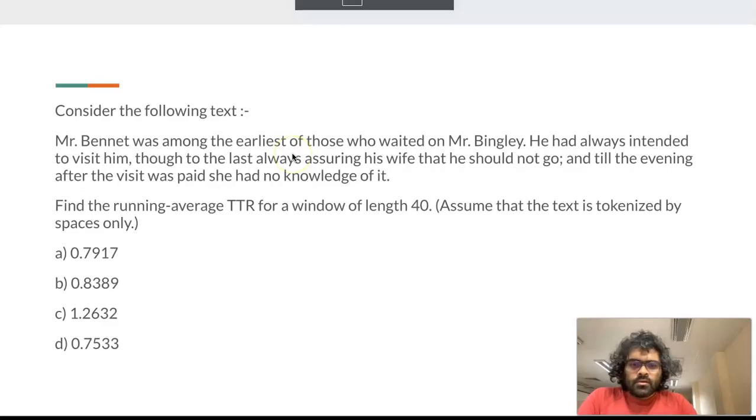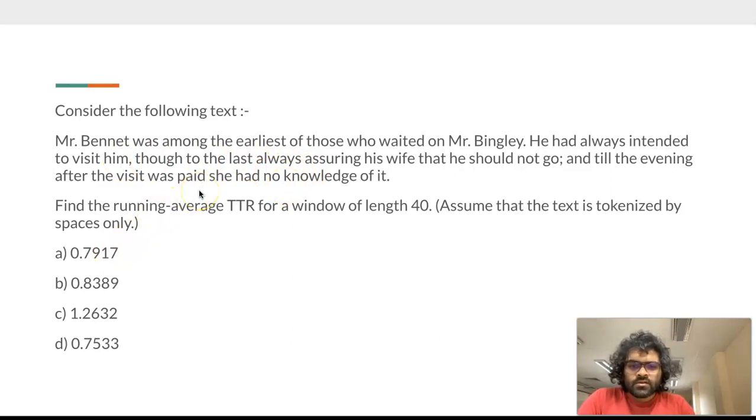Okay, now suppose we are going for this. Now they are asking for the running average. So why are they asking for the running average? If you tokenize this portion, this para from Mr. Bennett to knowledge of it, it might have more than 40 words. So there may be multiple 40-word windows there. So they are asking to get the average of each of these 40-word windows, and then report the average.